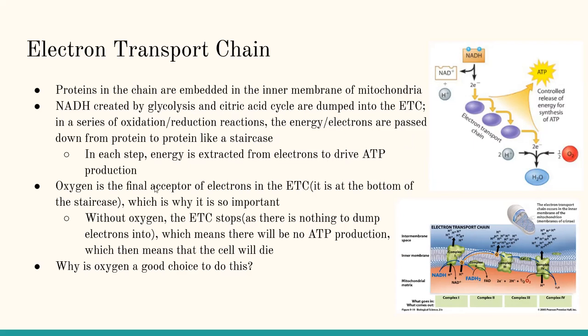Oxygen acts as the final acceptor of electrons in the electron transport chain. In the metaphor, you would think of it as being at the bottom of the staircase. If you keep going down the staircase, you'll reach oxygen. You also see it forming water here, H2O. This is important because without oxygen, the electron transport chain would just stop because there's nothing to dump electrons into, which means there would be no ATP production. And without ATP production, the cell would die because ATP is needed as energy.